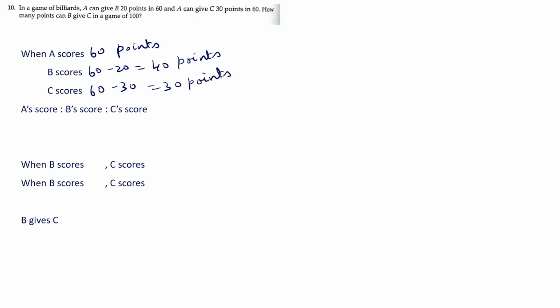So when A scores 60 points, B scores 60 minus 20 equal to 40 points. And again it is given A can give C 30 points in 60. So when A scores 60 points, C scores 60 minus 30 equal to 30 points. So the ratio of their points, A's points to B's points to C's points, is 60 to 40 to 30, or it is 6 to 4 to 3.